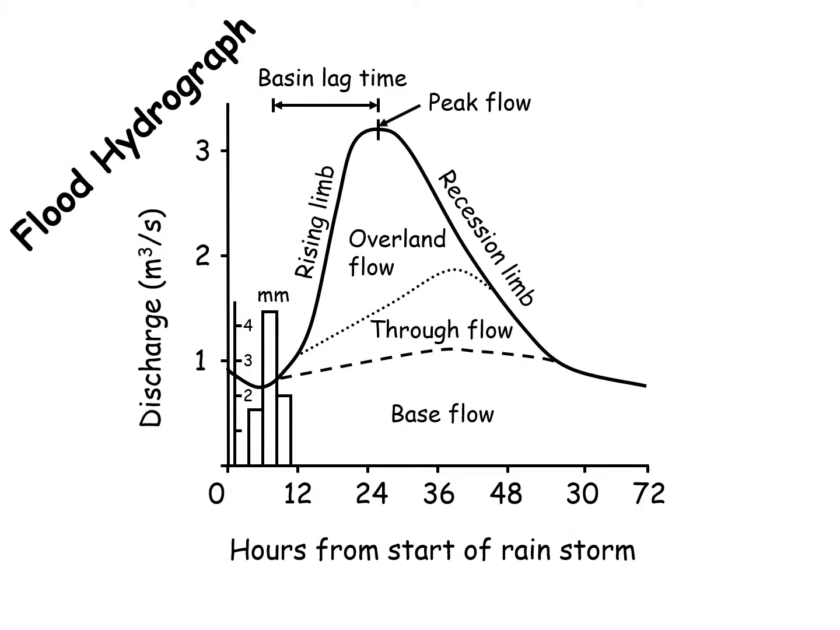So you will see a hydrograph looks like this one. This is a flood hydrograph. On the horizontal axis, we have hours from the start of the rainstorm, and on the vertical axis we have discharge. It can be in meters cubed per second or feet cubed per second. And at the left, we have rainfall in millimeters, starting from 0 to time 12. At the same time we have the rising limb at the top, basin lag time, peak flow, at the right the recession limb, and at the bottom base flow, through flow, and overland flow.